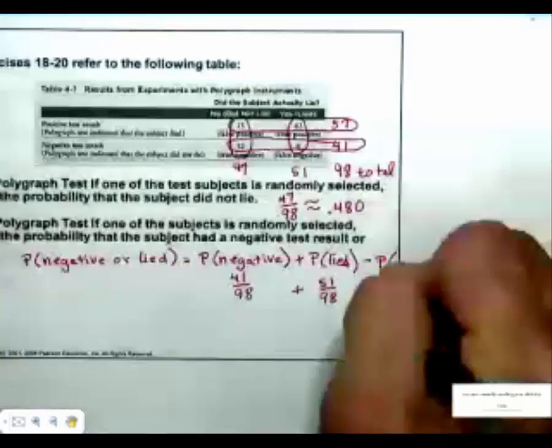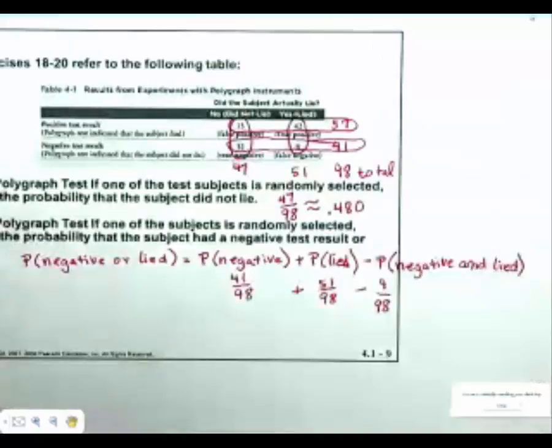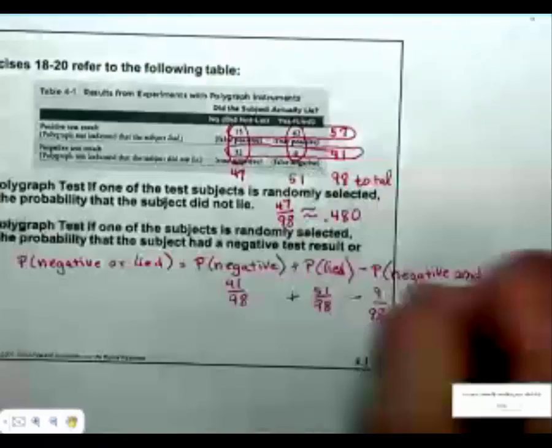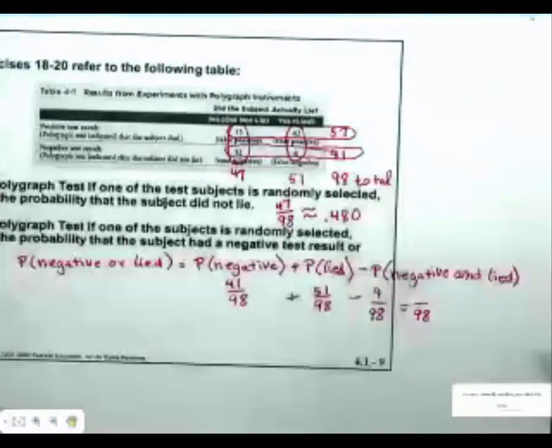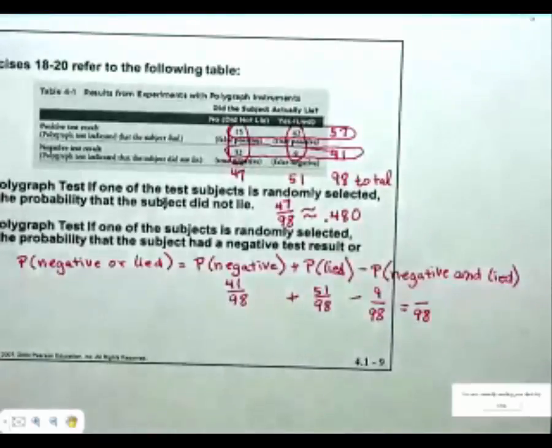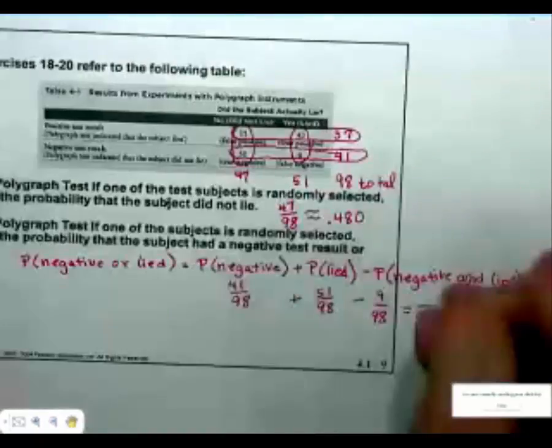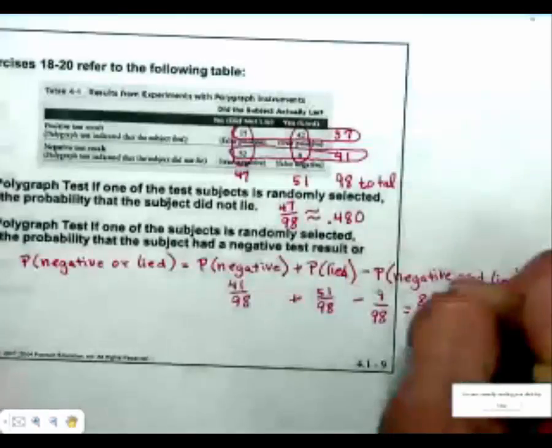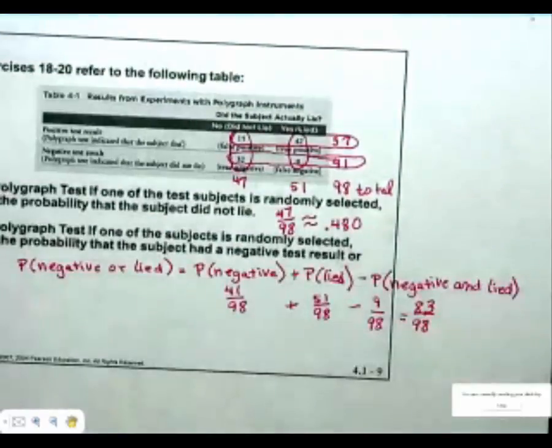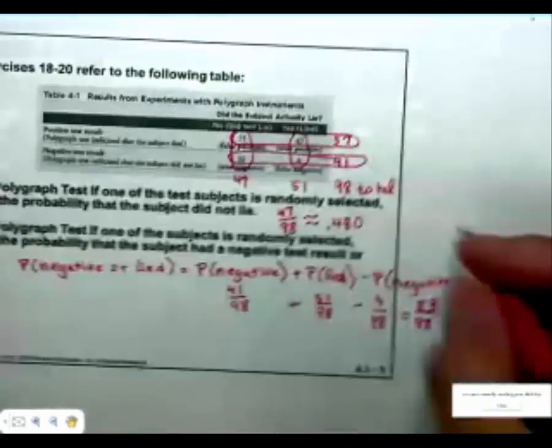I don't have to enter those 3 fractions on the calculator because they already have a common denominator. When I add them, I know my denominator is going to be 98, and it's much faster to, in my head or on the calculator, punch 41 plus 51 is 92. 92 minus 9 is 83. So 83 out of 98 were either negative or lied. And what would that be to 3 decimal places? Someone, please?